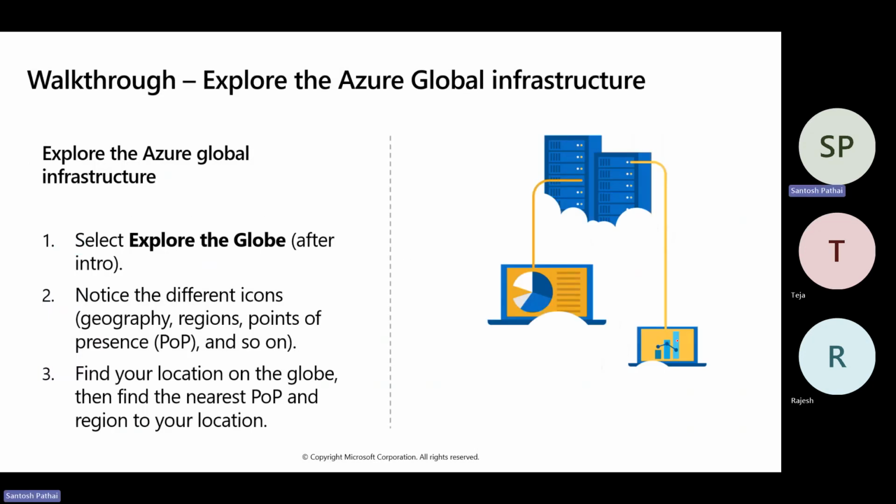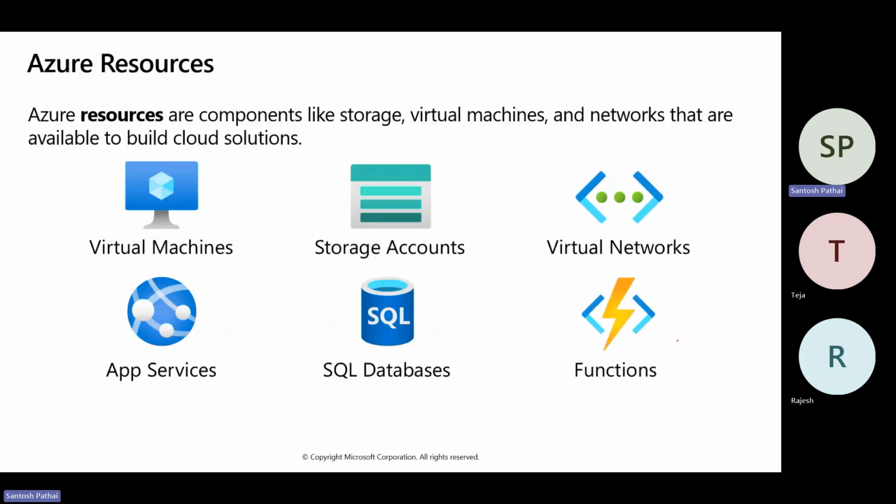Now we'll have a walkthrough of the global infrastructure, right? So here it is asking you can explore the globe. We can notice the different icons, geography, regions, points of presence, and so on. We can find our location in the globe, then find the nearest point of location and region to your location. So we have already seen that, right?